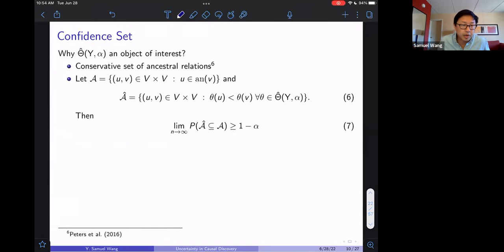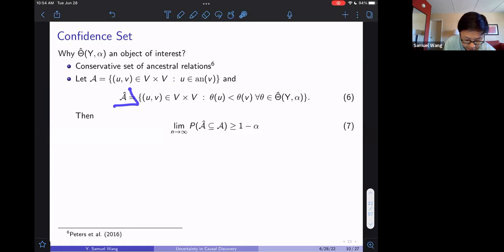All right, so another nice thing about this set theta hat is that it can give a conservative set of ancestral relations. This is similar to the notion that was proposed in Peters et al. in 2016. If we let A be a set of pairs of nodes in my graph, A is going to include the pair UV only if U is an ancestor of V. So this is something about the true graph.